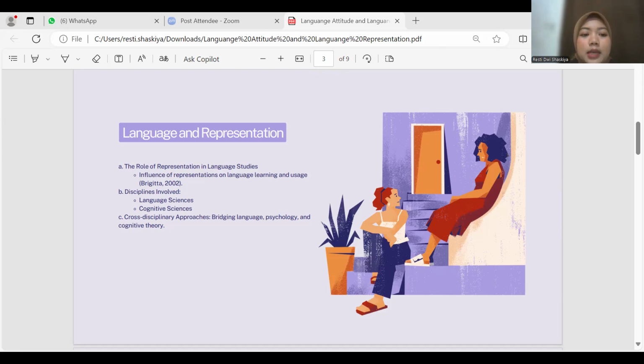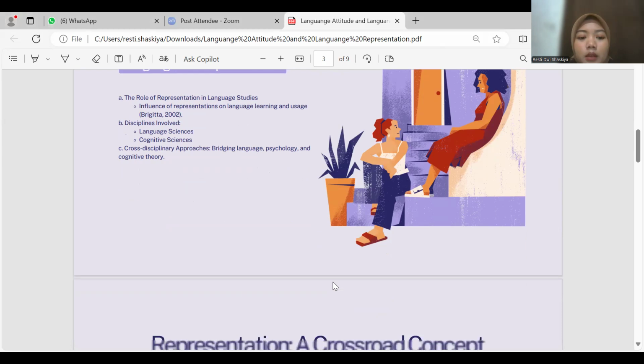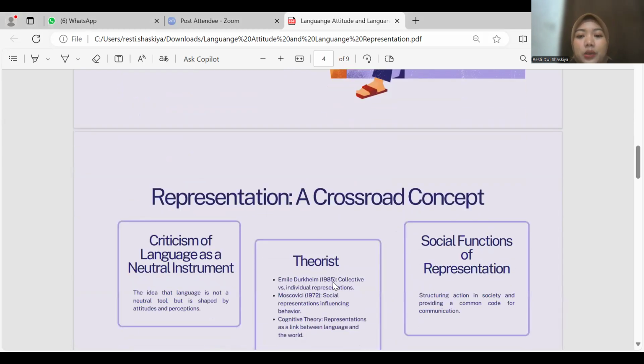Okay, next is the cross-disciplinary approach. In the cross-disciplinary approach, by combining language studies, psychology, and cognitive theory, researchers can better understand how language influences and is influenced by our thoughts, emotions, and behavior. Okay, next is representation, a crossroad concept.